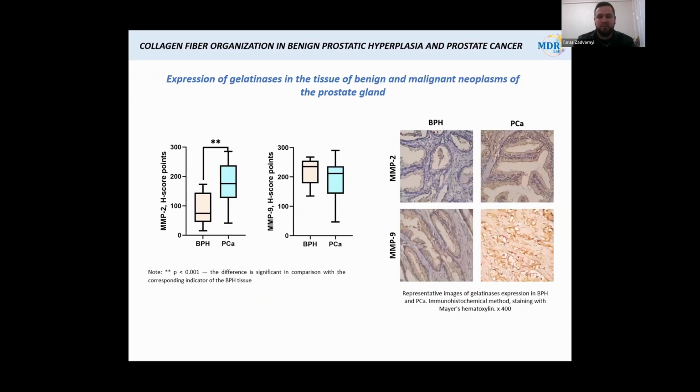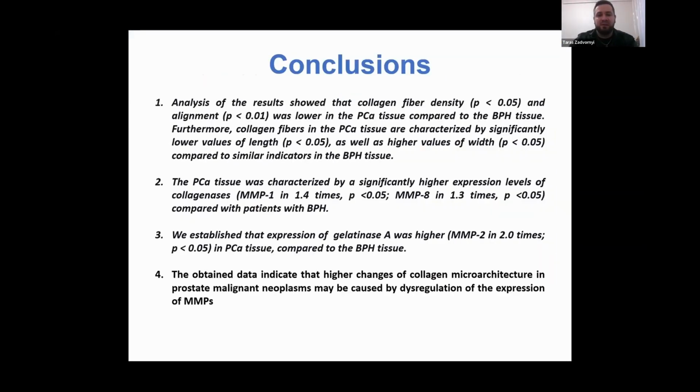And moreover, MMP2, or gelatinase A type, expression was higher in prostate cancer tissue compared with benign prostatic hyperplasia. Analysis of the results shows that collagen fiber density and alignment was lower in prostate cancer tissue compared to benign prostatic hyperplasia tissue. Furthermore, collagen fibers in prostate cancer tissue are characterized by significantly lower values and lengths, as well as a higher width, compared to a similar indicator in BPH.